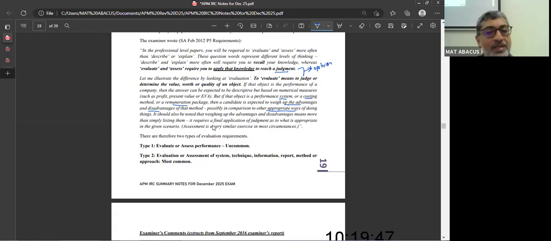An assessment is a very similar exercise in most circumstances. So there are two types of evaluation in this exam. If they say evaluate, the first one is to just evaluate or assess performance, which is very rare. The second one is the one that they normally ask, which is to evaluate or assess a system, a technique, an information, a report, a method, an approach, a performance indicator. That is what is most common.